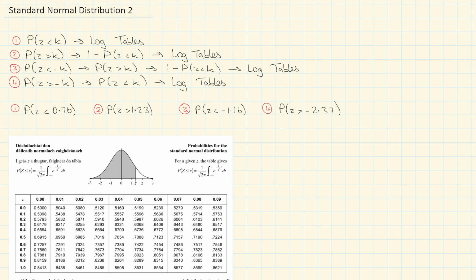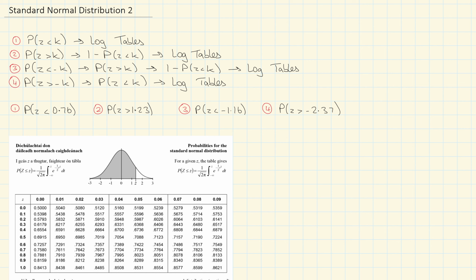Okay, so in this video we're going to look at some more detailed examples of z values. So there's kind of 4 criteria for it. If we're asked for the probability that z is less than k, we can go straight to our log tables. If z is greater than k, it'll be 1 minus the probability that z is less than k, because we've no way of figuring out the area to the right of a certain point.